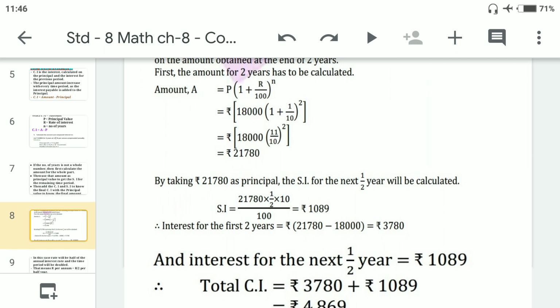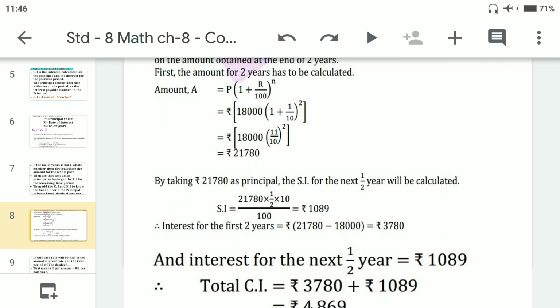Now interest for the first year, that means this 21,780, it is the amount for the first 2 year. So from that you have to calculate the compound interest for the first 2 year. How to calculate? The amount minus the principal value, you are getting 3,780. This 3,780, it is the compound interest for the first 2 year, and the 1,089, it is the compound interest for the rest half year.